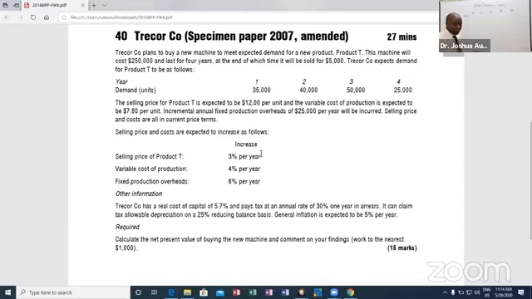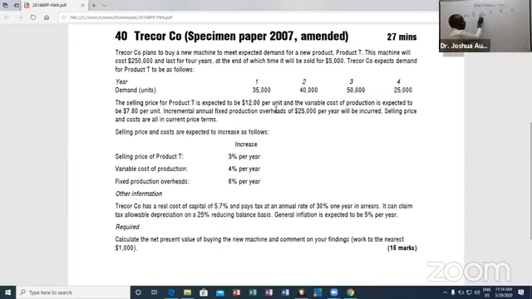So therefore, the current selling price is 12. And this selling price, ladies and gentlemen, they have told us we expect it to grow by 3% per year. So by the end of year 1, it will be 12 times 1.03.